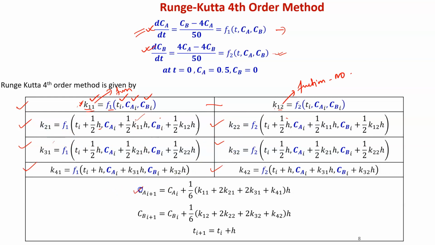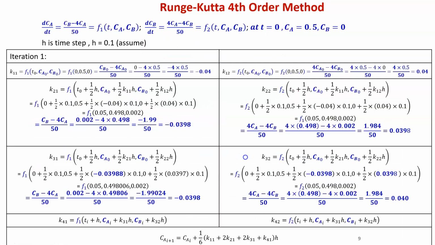Now finally, after getting all these slopes, Cai plus 1 is equal to Cai plus 1/6 of (K11 plus 2 K21 plus 2 K31 plus K41) into H. And Cvi plus 1 is Cvi plus 1/6 of (K12 plus 2 K22 plus 2 K32 plus K42) into H. And finally the time step increment, Ti plus 1 is equal to Ti plus H. So these are the formulas. This is a second order ODE, two first order ODEs that we are solving simultaneously. We have to remember these formulas, and then we will do the hand calculation.